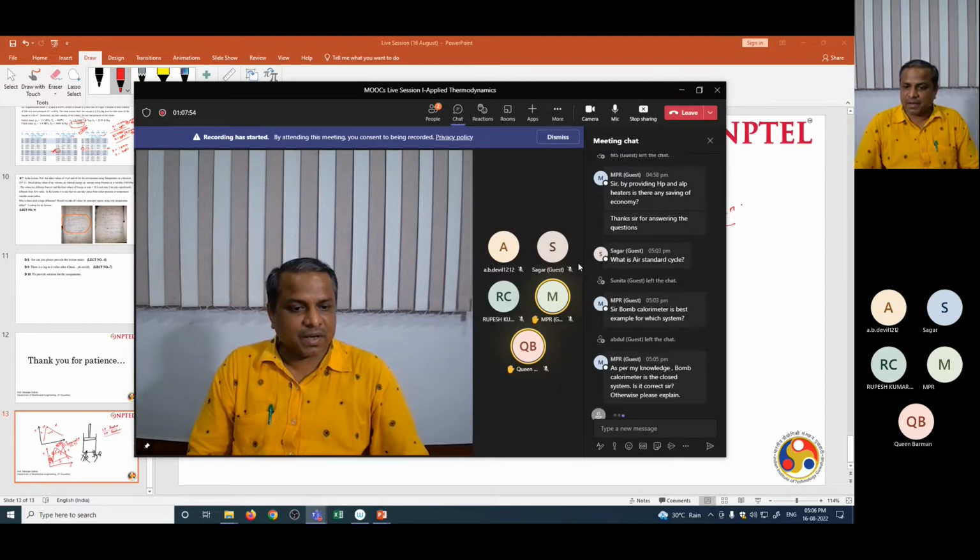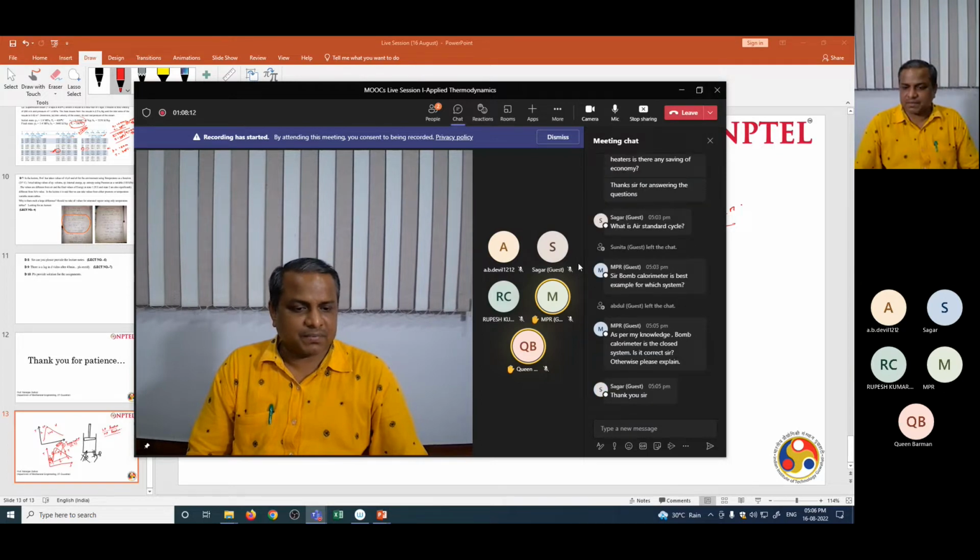So your bomb calorimeter, okay, a bomb calorimeter is of course a closed system. And basically the bomb calorimeter is used to measure, by the calorimetric principle, the amount of heat in a given system.